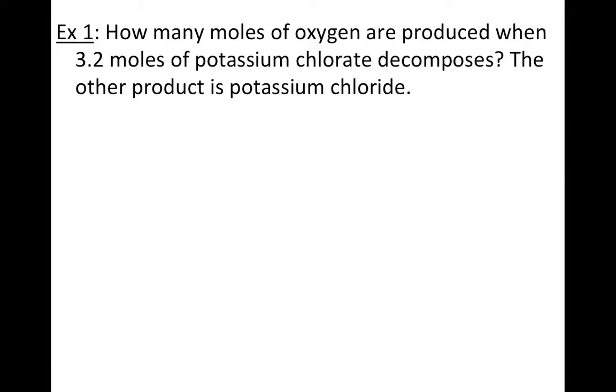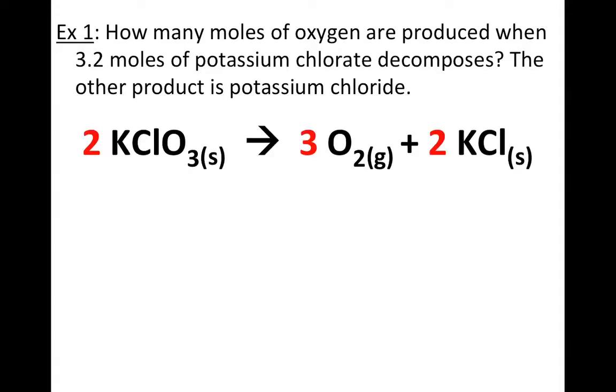Okay, so this is what you should have got. And this is actually the same reaction that we did in class with a gummy bear when it exploded. Okay, so I took potassium chlorate, and that's KClO3, and when it's heated up, it decomposes into oxygen and potassium chloride. Okay, when you balance it, you get 2, 3, and 2. So I want to know how many moles of oxygen are produced over here when I use 3.2 moles of potassium chlorate. So if I have 3.2 of this guy, how many moles of this guy am I going to get? Well, the ratio is 2 to 3, right?